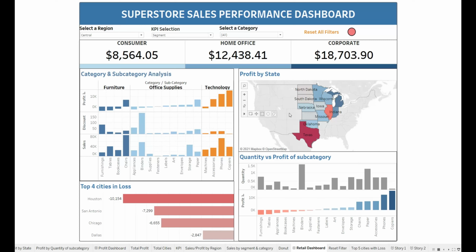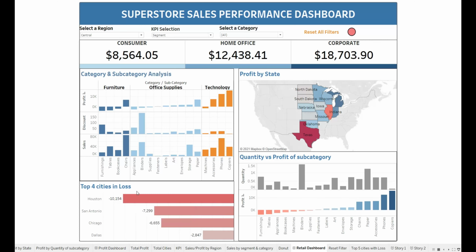Now moving towards the second element, which is the profit by state map. Here the darkest color represents maximum loss, which is Texas, with a loss of 25K, followed by Illinois, and then we have the darkest blue color with the highest profit, which is Michigan, with a profit of 24K, followed by Indiana.